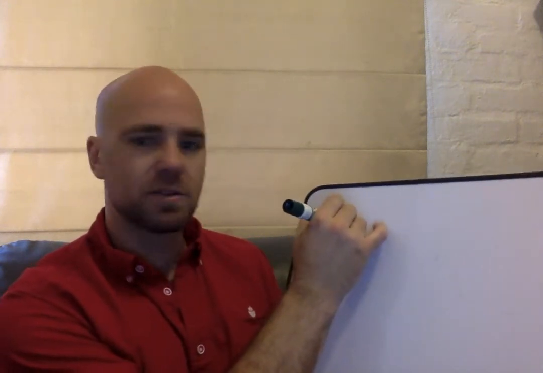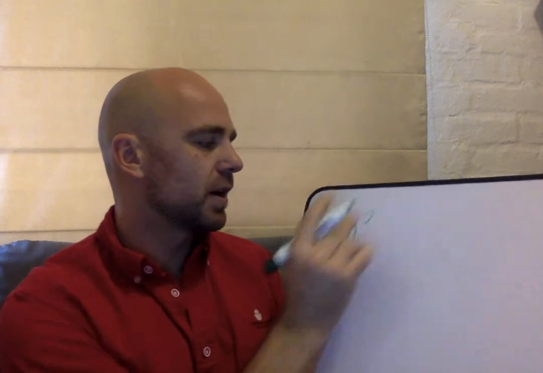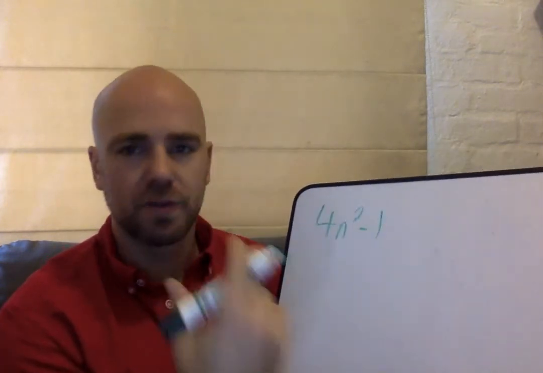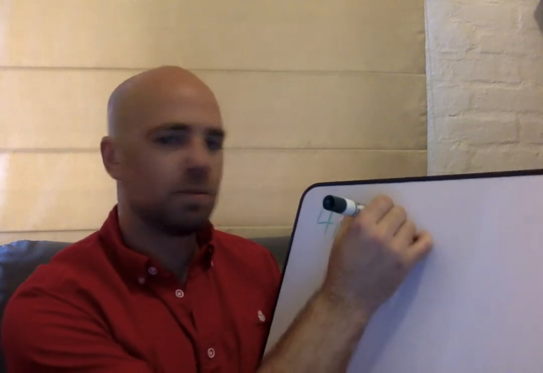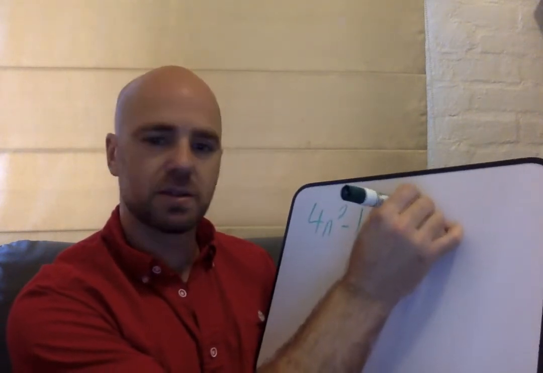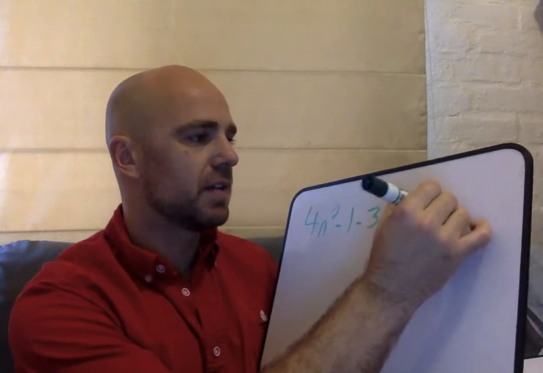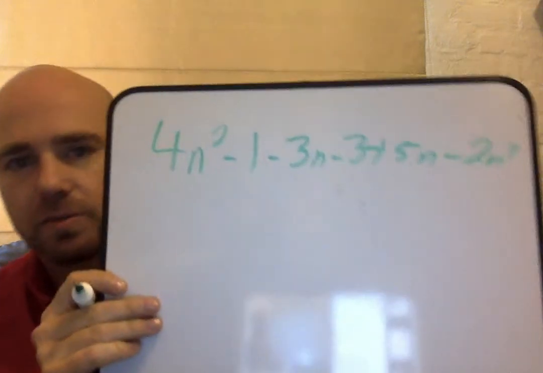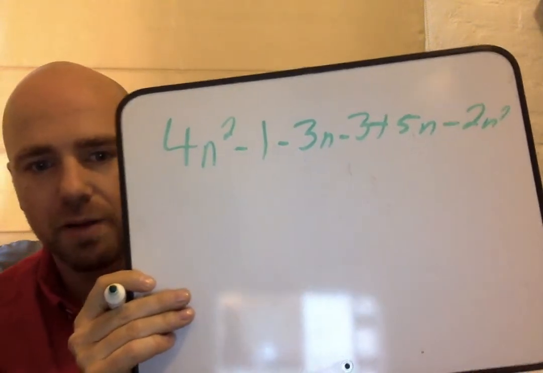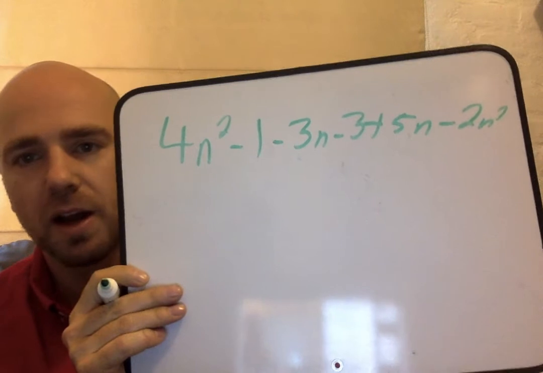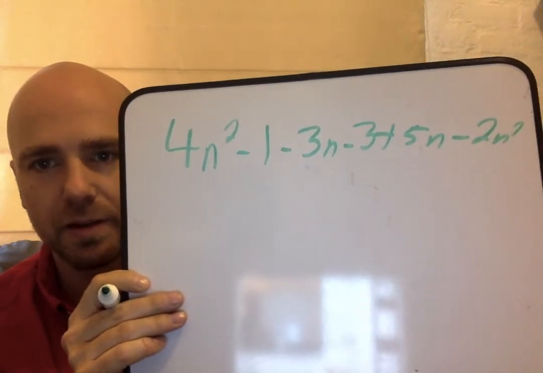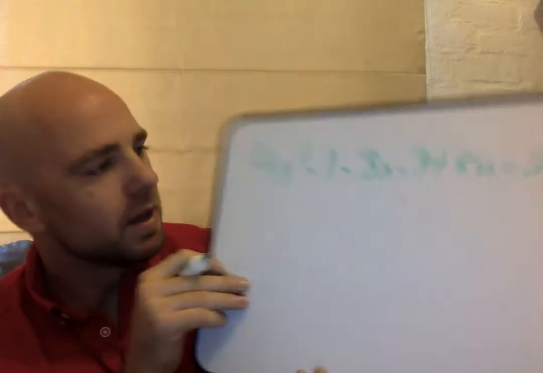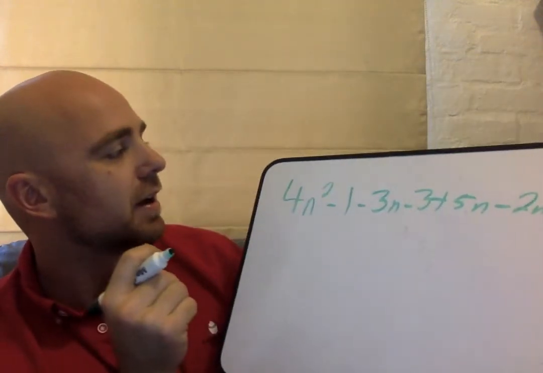If we have something like this, 4n squared, and it doesn't matter what the variable is. Well, it does, sorry. If you have different variables, then they can't be put together. So: 4n squared minus 3n minus 3 plus 5n minus 2n squared. Give this one a go. Try to match everything together and group your like terms.